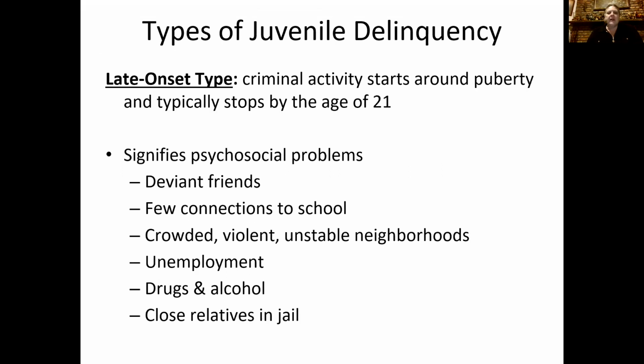Late onset type, criminal activity starts around puberty and typically stops by the age of 21. This signifies psychosocial problems, maybe hanging out with deviant friends, maybe not having a lot of good connections at school, crowded, violent, and unstable neighborhoods, unemployment, like family unemployment, drugs and alcohol, close relatives in jail. These are all risk factors for late onset type. And then there is the type of juvenile delinquency that we talked about in the other chapter, where it moves forward and becomes kind of a lifelong criminology type thing.